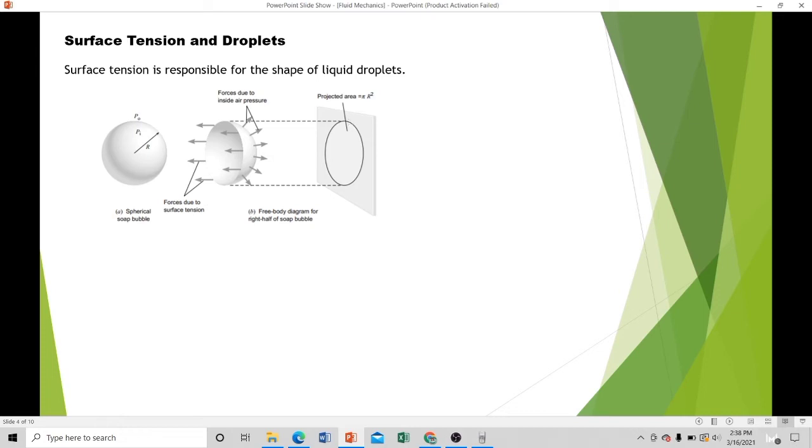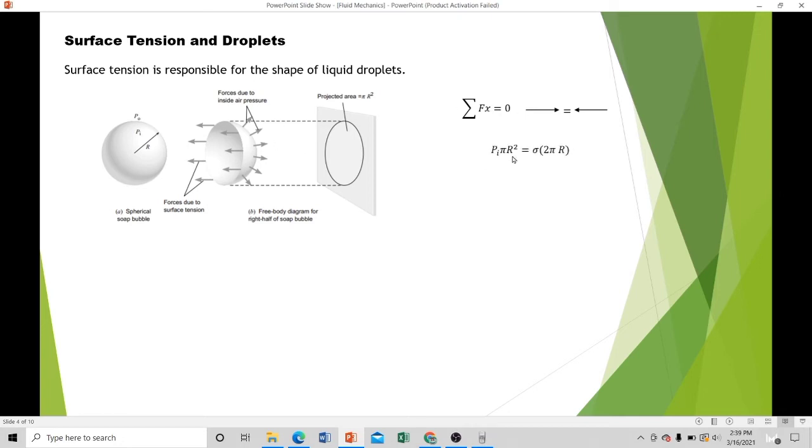In terms of the equilibrium condition, we can write this equation: summation of forces in x, or horizontal, is equal to 0. The forces in the right direction equal the forces in the left direction. So let us focus on the forces in the right direction. In the right direction, we have the pressure of the air inside this hemisphere.